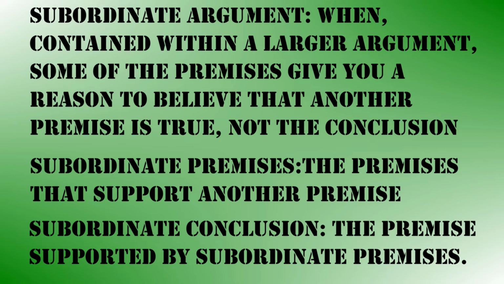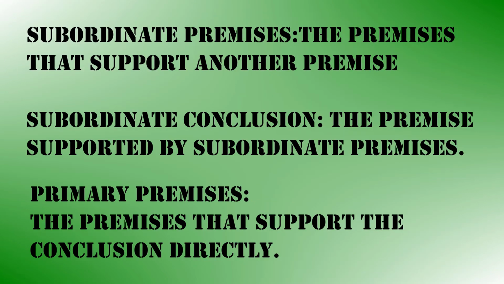to 4. What that means is that 4 is part of what we're going to call a subordinate argument contained within the larger argument. So a subordinate argument is when some of the premises within an argument give you reasons to believe that other premises are true, instead of them giving you reasons to believe that the conclusion itself is true. So let's just define our terms here. Subordinate premises are premises that support other premises rather than the conclusion directly. A subordinate conclusion is any premise that gets supported by subordinate premises. And then finally, the primary premises are premises that support the conclusion directly. You can call it the primary conclusion if you want, but the main conclusion, the conclusion of the actual argument.